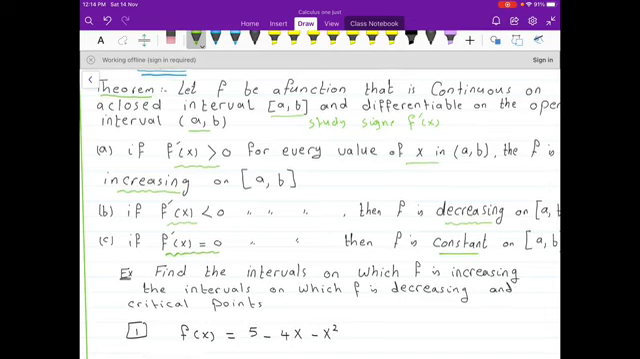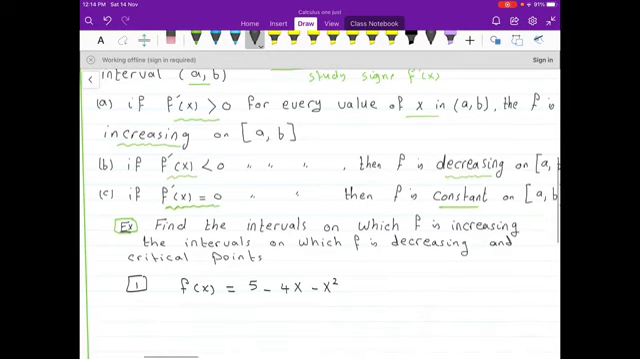For example, find the intervals on which f is increasing, the intervals on which f is decreasing, and the critical points. Before you solve the question, first of all, you must find the domain. Now, we have the function f(x) equals 5 minus 4x minus x squared.